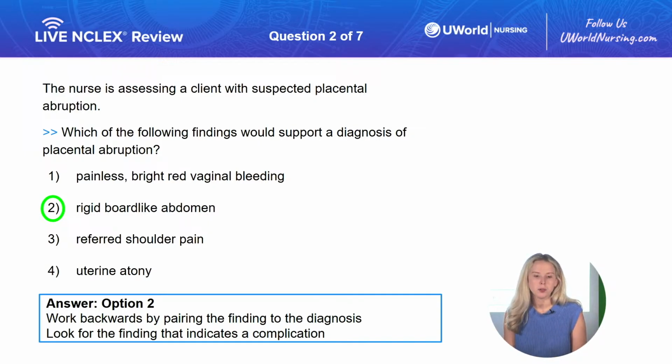Alrighty, option number 3. So we have referred shoulder pain. This can be a sign of a ruptured ectopic pregnancy. It can also be a sign of referred gas pain, but it's not typically a clinical sign of abruption.